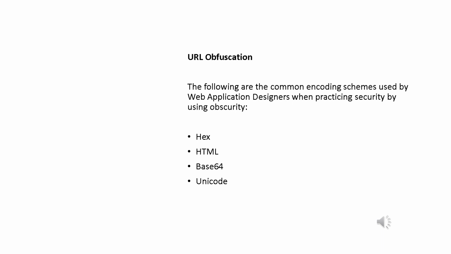URL obfuscation. The following are the most common encoding schemes used by web application designers when practicing security by obscurity: hex, HTML, base64, Unicode.